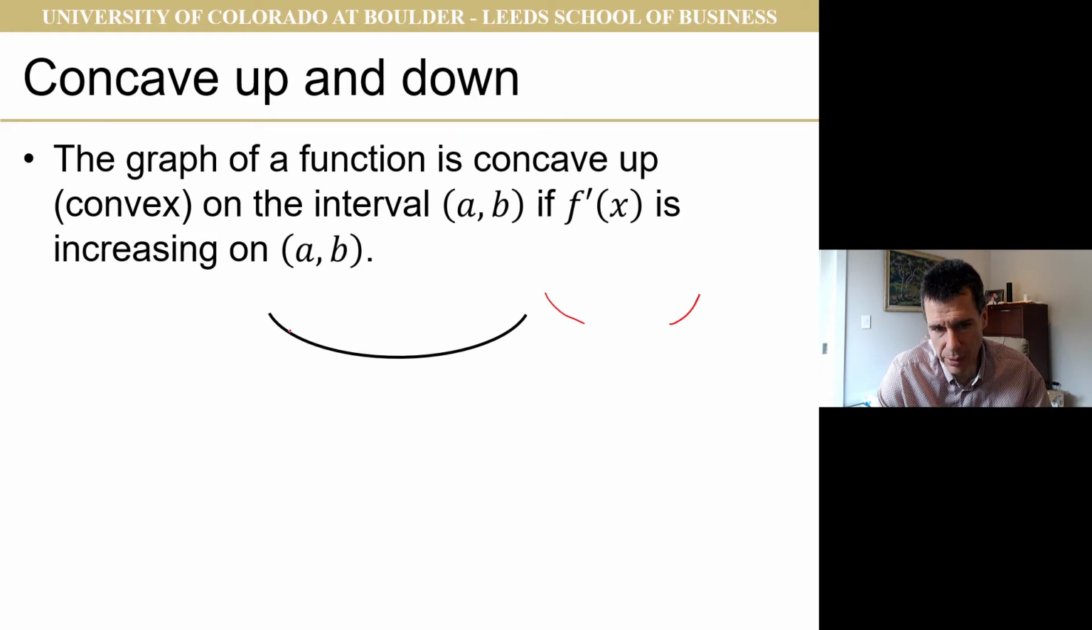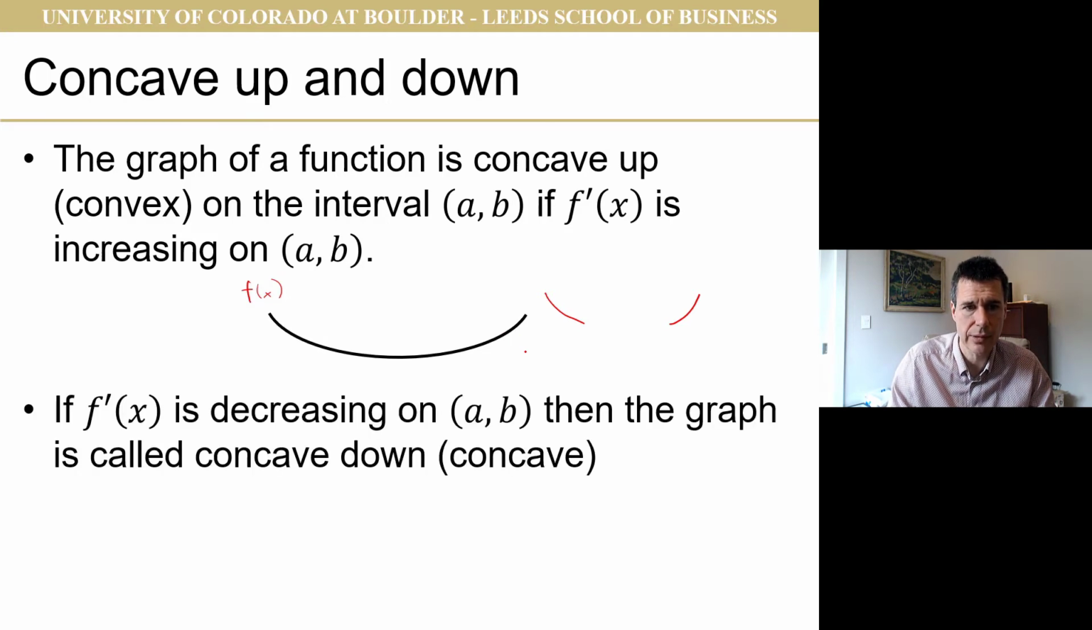So let's just think about it for a second. Let's think about it over here on the left. Over here on the left, if this is our function f of x, well, the first derivative is negative because the function is decreasing, but it's decreasing at a lesser and lesser rate. So the first derivative is actually increasing on this region. Over here, the first derivative is positive, but the slope is getting bigger and bigger and bigger, so the first derivative is increasing as well. Okay, so that's concave up or convex.